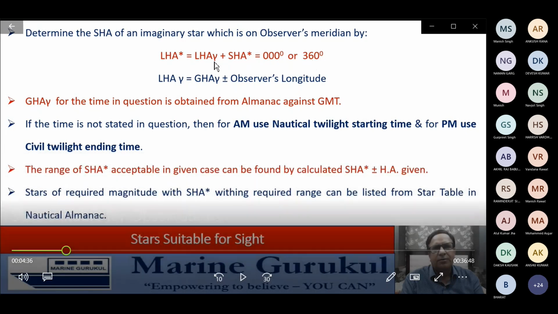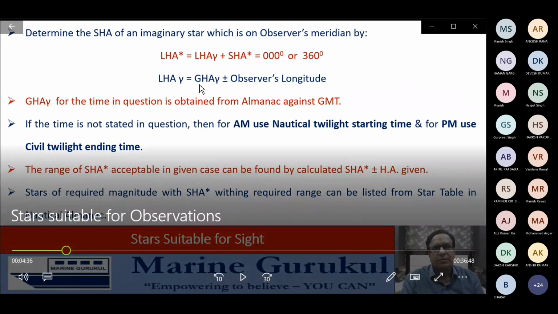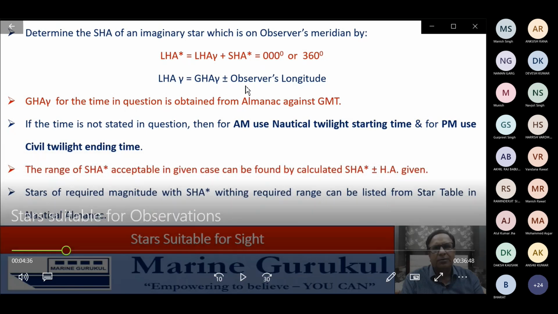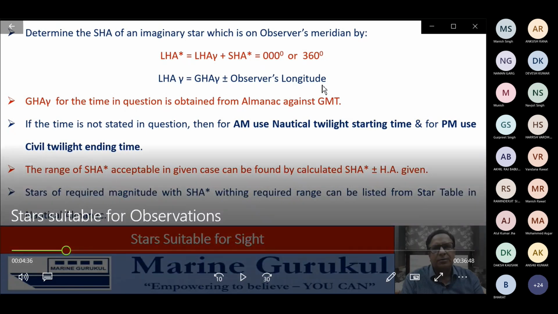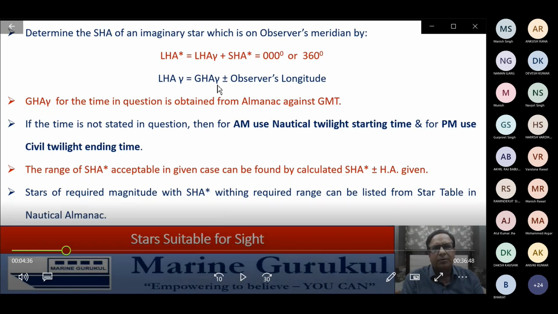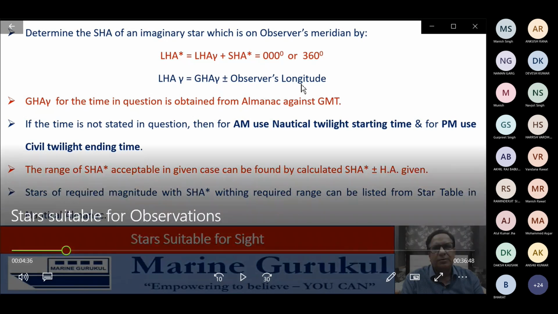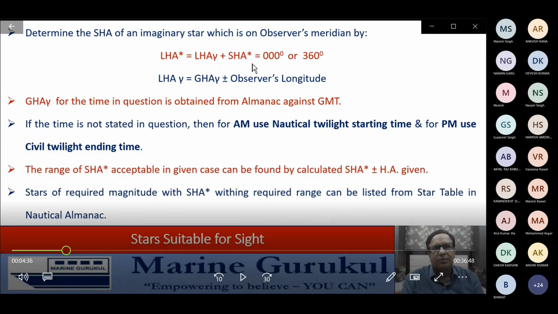Now we also know LHA Aries is given by GHA Aries plus or minus observer's longitude. So using this relationship, we can put the value of GHA Aries, which can be obtained from the almanac. We have the observer's longitude given to us in the question. So putting these two values, we can find out the SHA of a star which is on our meridian. We will now do an example and understand the actual stepwise method also.